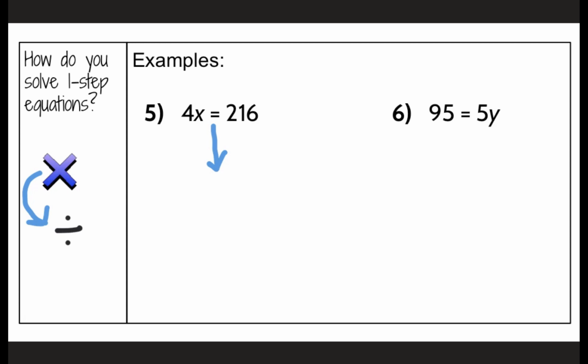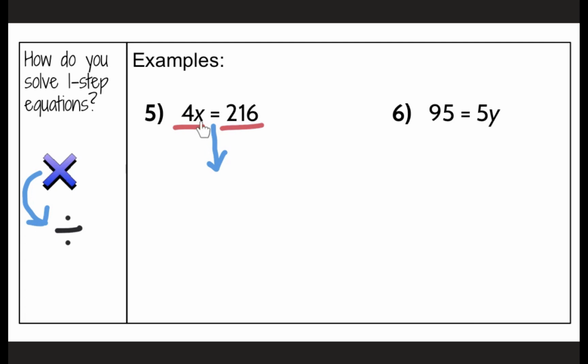It's a one-step equation because it's 4 times x. That's the only thing that's happening in my expression. One operation is one step. So 4x equals 216. I need to get x by itself. That means I know I need to use division because it's a multiplication equation. But what am I dividing both sides by?